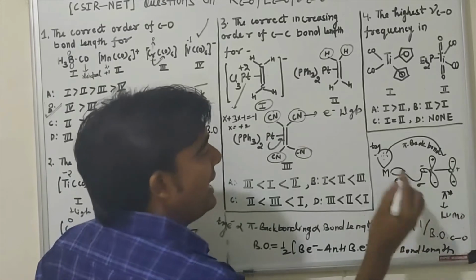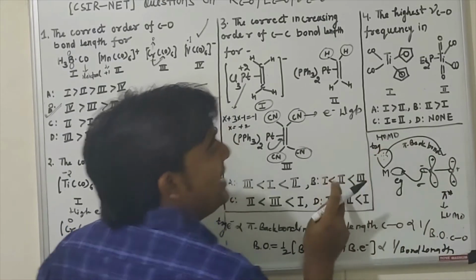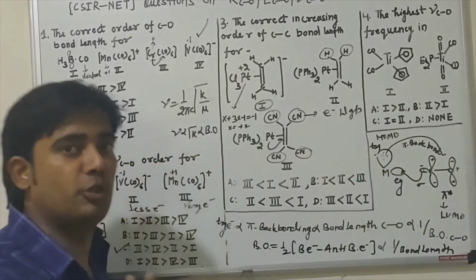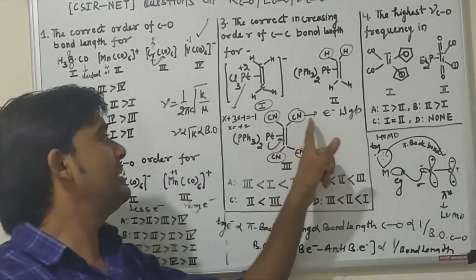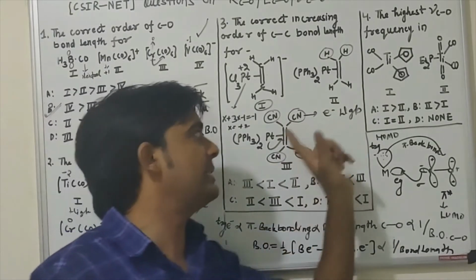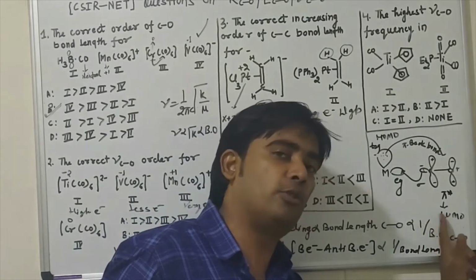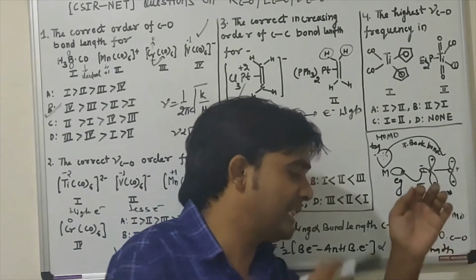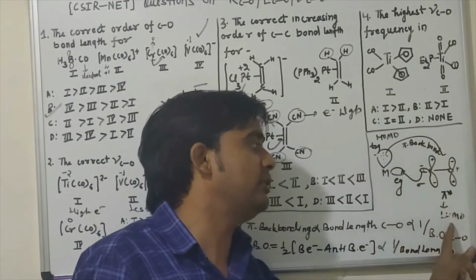So this is LUMO, and it transfers the electron density, so it is HOMO. HOMO is the t2g orbital and LUMO is the pi star orbital. If there is an electron withdrawing group, it decreases the energy of the LUMO. If the energy of the LUMO decreases, then t2g can easily transfer electron density into the LUMO.